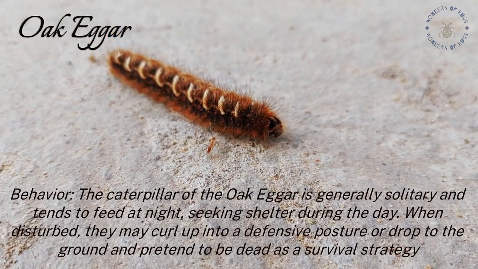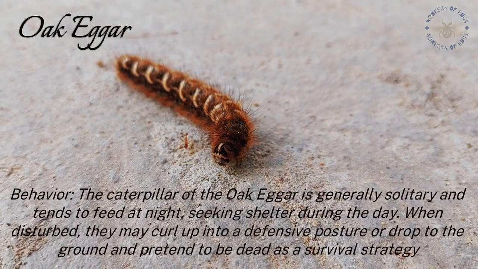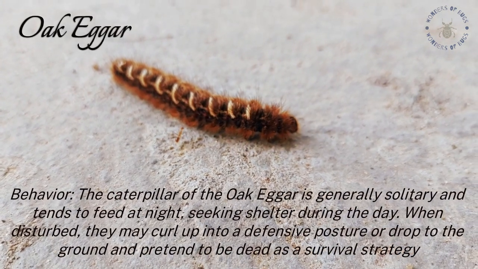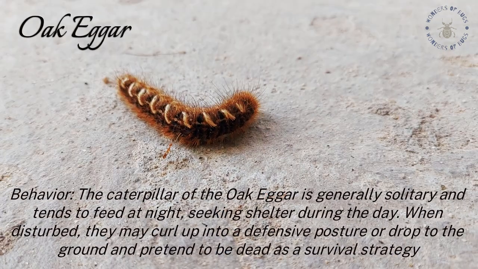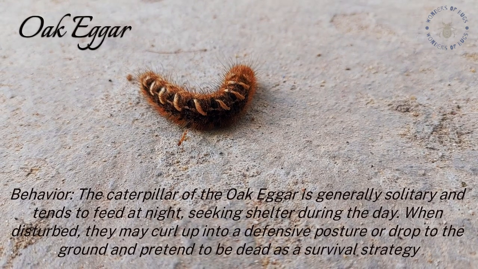Behavior: the caterpillar of the Oak Eggar is generally solitary and tends to feed at night, seeking shelter during the day. When disturbed, they may curl up into a defensive posture or drop to the ground and pretend to be dead as a survival strategy.